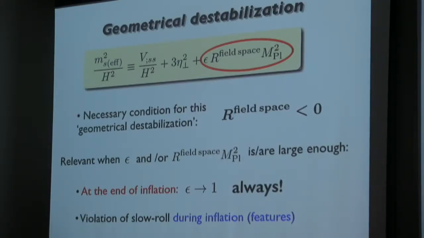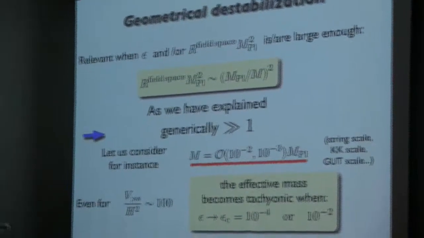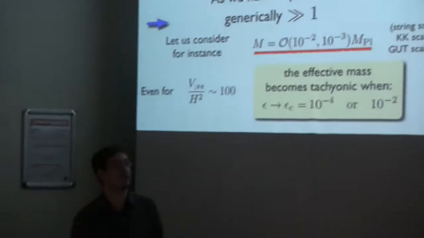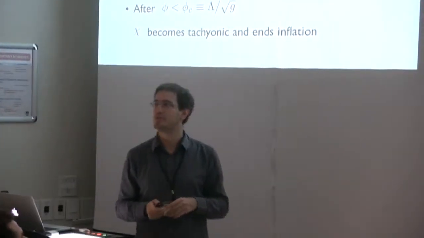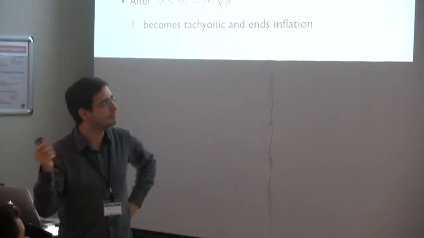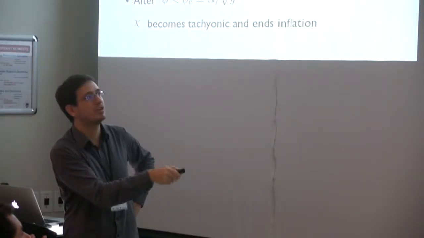So in practice, it means that way before the end of inflation, when epsilon was very, very small, this term was winning, and the field was stabilized, and then epsilon grows and grows and grows, up to the point that it reaches a critical value, so that the effective mass vanishes, and then the field becomes tachyonic, and the effective mass is even more negative. So you see the link with hybrid inflation that was important for the rest of the previous talk. Let's forget about the details.